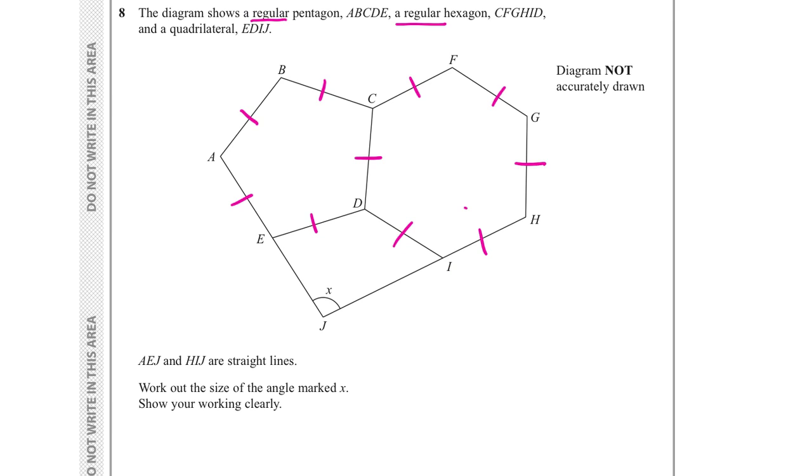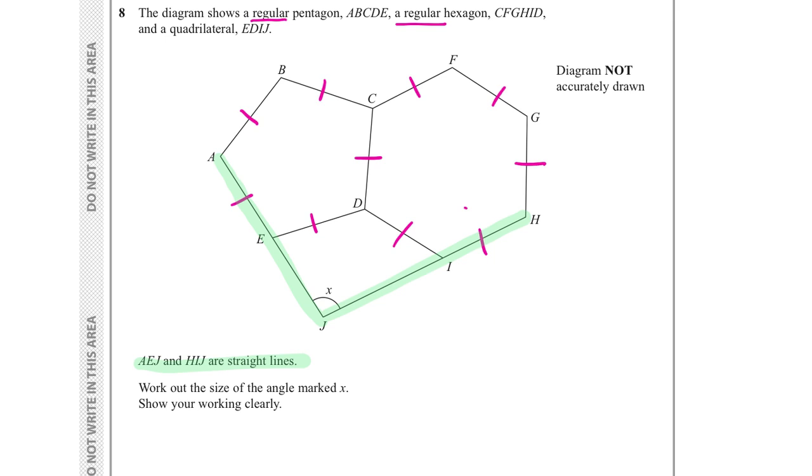Brilliant. It then says AEJ and HIJ are straight lines, okay? So this is a straight line. Even though it looks like a straight line, we've got to remember it says diagram not drawn accurately, okay? So they've told us it's a straight line. Okay, so I'm just going to write that down. It says work out the size of the angle marked X.